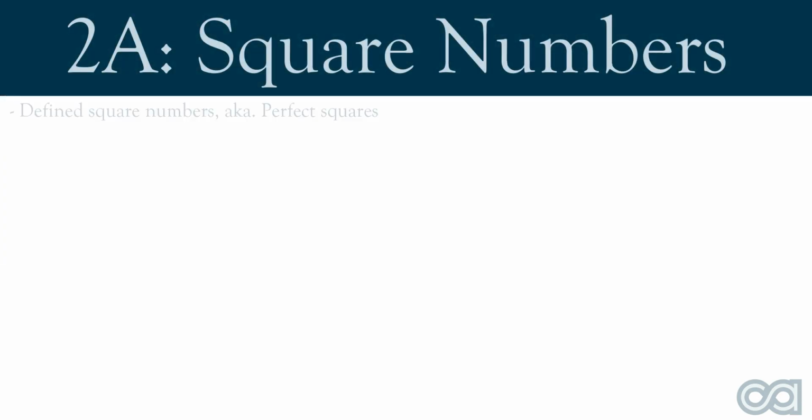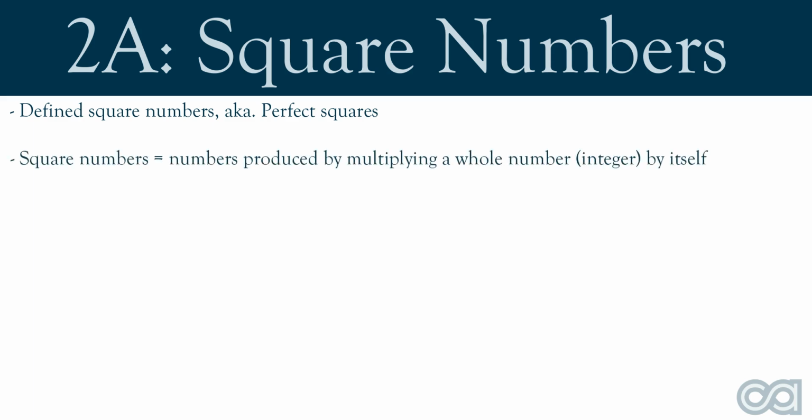Alrighty, let's summarize what we've learnt today. So in this video, we defined square numbers, aka perfect squares. Square numbers are numbers which can be produced by multiplying an integer, or in other words, a whole number, by itself. The process of multiplying a number by itself is called squaring. That is, squaring 7 means 7 times 7, or in other words, 7 squared. Thus, we can calculate square numbers by performing 1 squared, 2 squared, 3 squared, and so on.